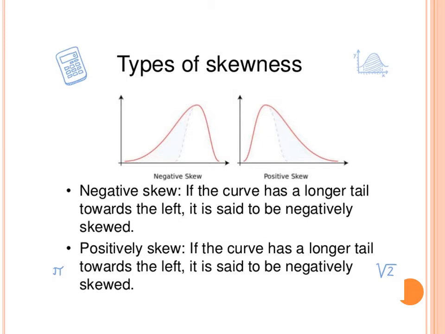And then let's go to the positive skew. Positive skew, if the curve has a longer tail towards the right, it is said to be positively skewed. So in the positive skew, actually it's not the tail, let's talk about the peak. The peak is towards the left. When you're facing this computer, of course, that would be our left. So the peak of the curve of the positively skewed distribution would be leaning towards the left, and its tail towards the right.